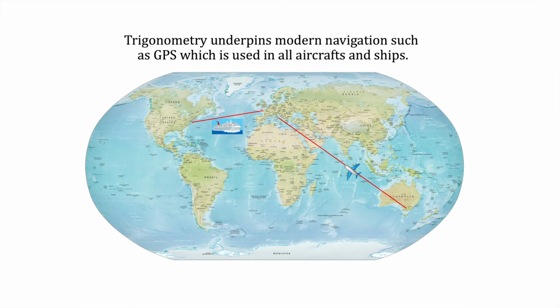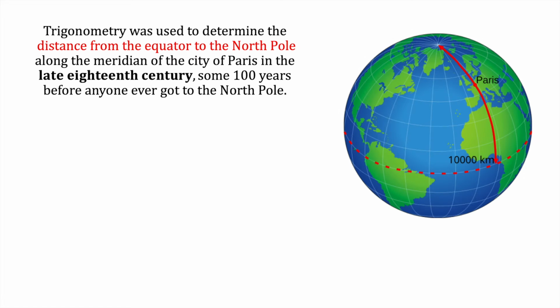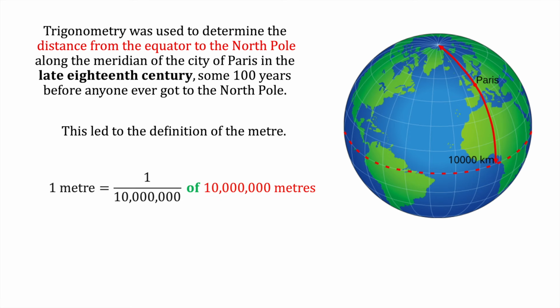Today, it underpins all modern navigation such as GPS, which is used in all aircrafts and ships. Trigonometry was used to determine the distance from the equator to the North Pole along the meridian of the city of Paris in the 18th century, some 100 years before anyone ever got to the North Pole. This led to the definition of the metre, which is 1/10,000,000th of that distance.